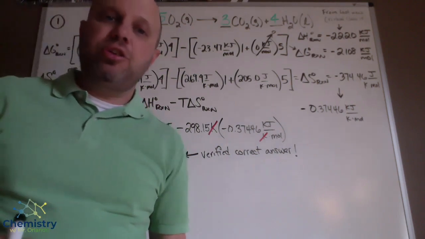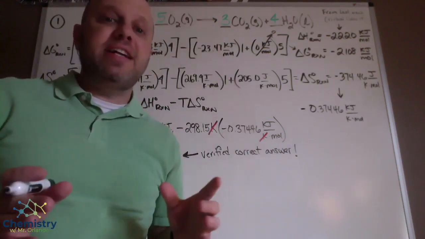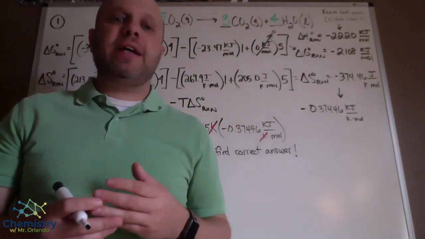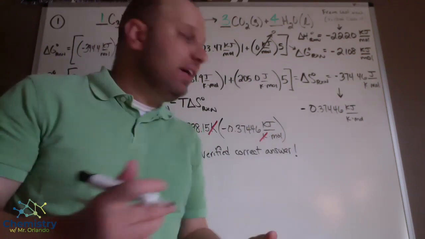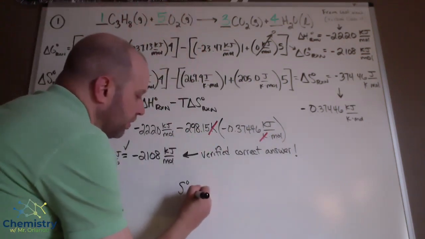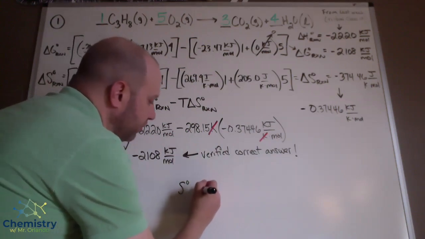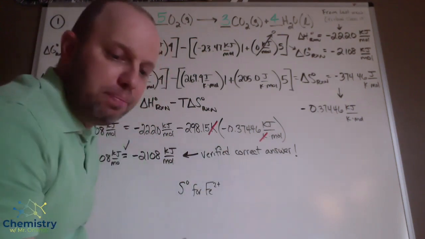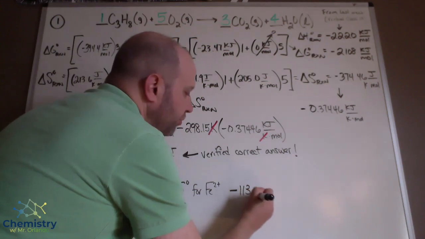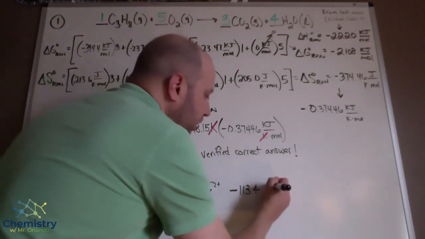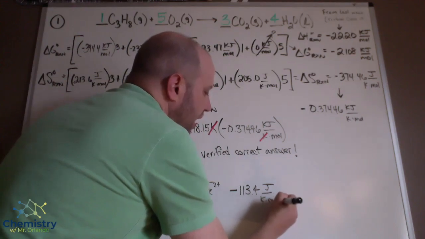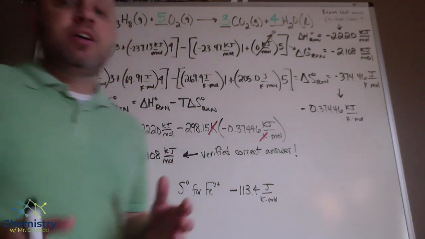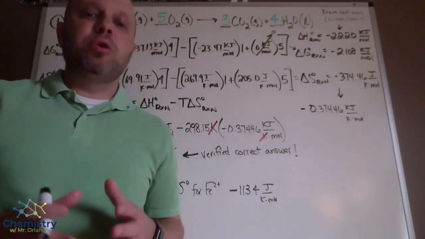Now, I do want to caution you on one thing. There is a typo in the data, and I found this out the hard way after I did the answer sheet and I could not get my values to work out. So when you're looking at the entropy value for iron 2 plus, the value should be negative 113.4 joules per Kelvin mole. It's not common to have negative values, which is probably why it was left out inadvertently. So the value is negative 113.4 joules per Kelvin mole.